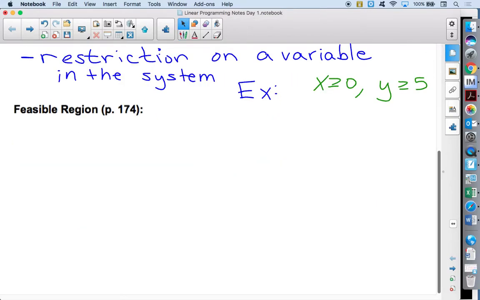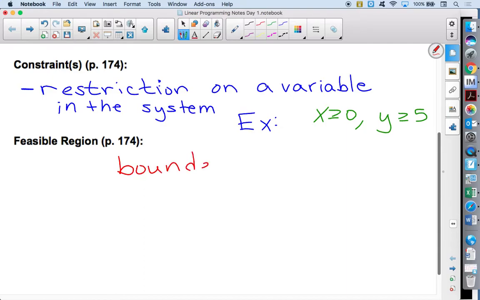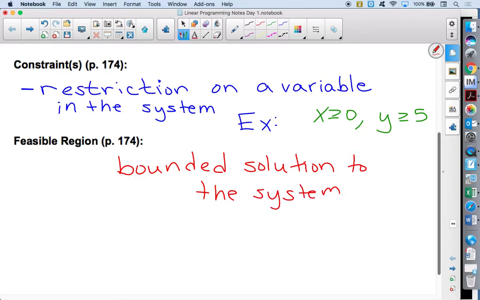The other term is a feasible region, and that's where our solution is going to be, but that's going to be a bounded solution. So it's a bounded solution to our system. Bounded means that it has points that connect the lines. Those lines don't go on forever.